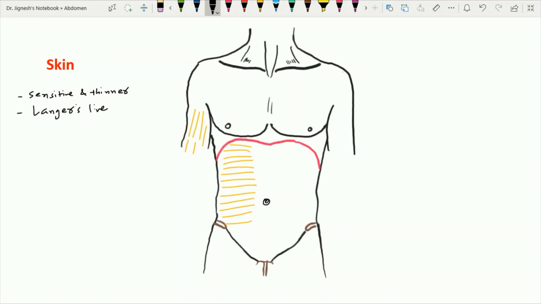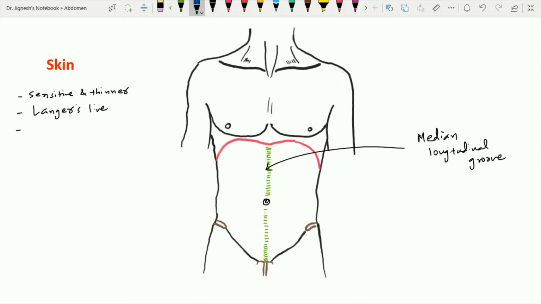There are three grooves within the skin of the anterior abdominal wall. One groove is present in the midline, and this is called the median longitudinal groove. And this median longitudinal groove occurs because of the underlying linea alba.